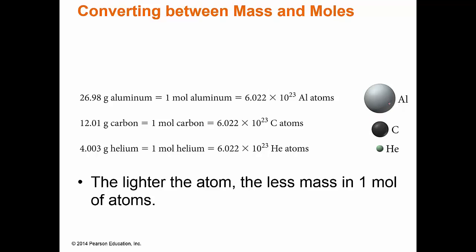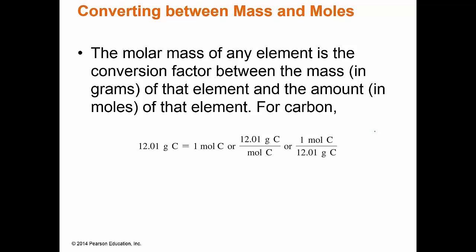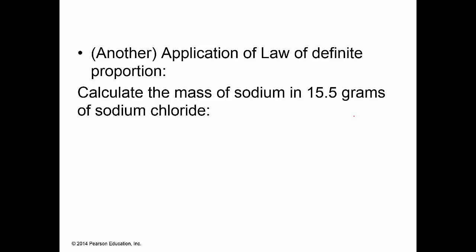Just like if I had a dozen golf balls and a dozen bowling balls, they would not have the same mass because each individual item has a different mass. Exactly the same thing with atoms. So we use molar mass for a conversion. When you need to go grams to moles, moles to grams, you use molar mass. Okay, let's look at some other applications we can use with molar mass.